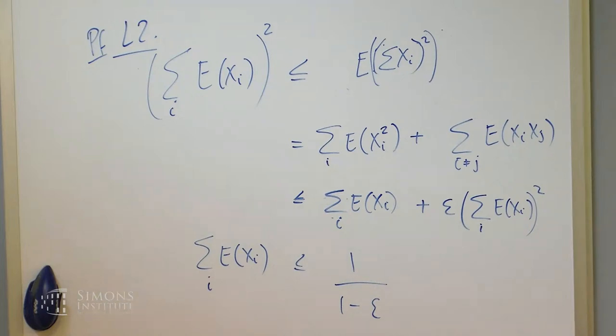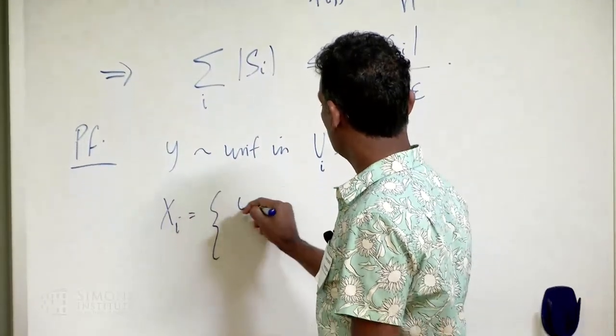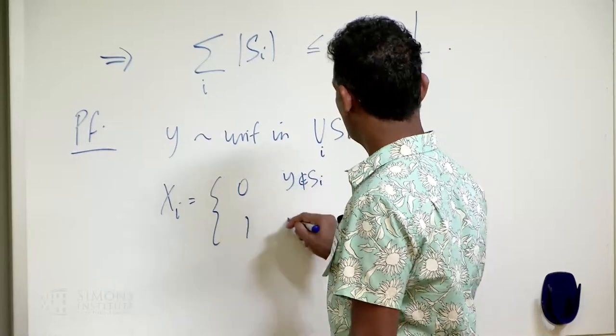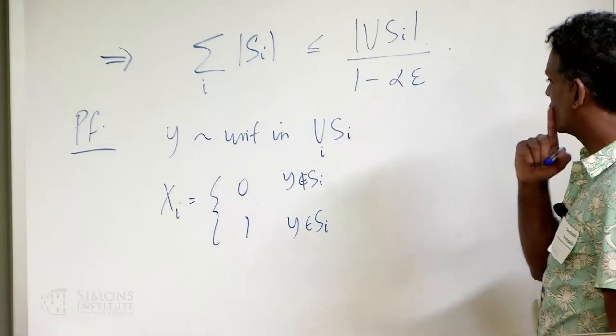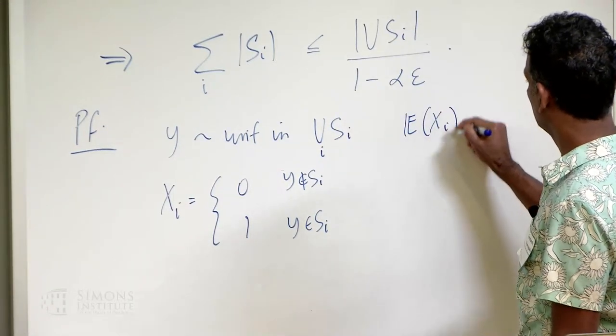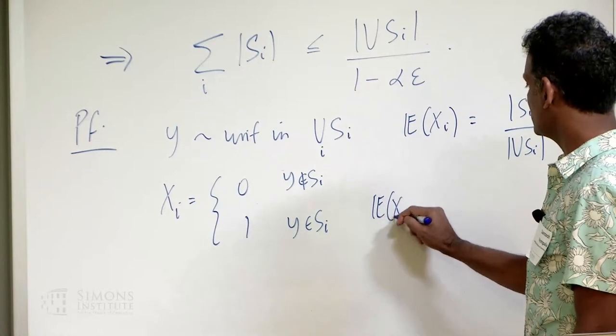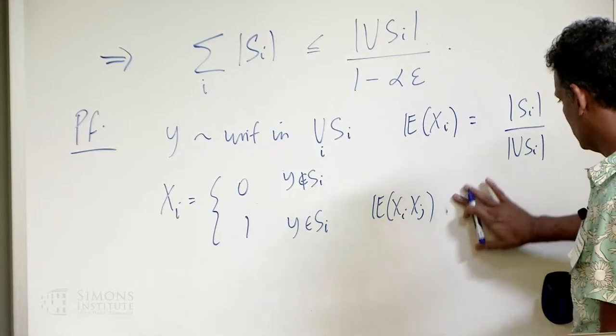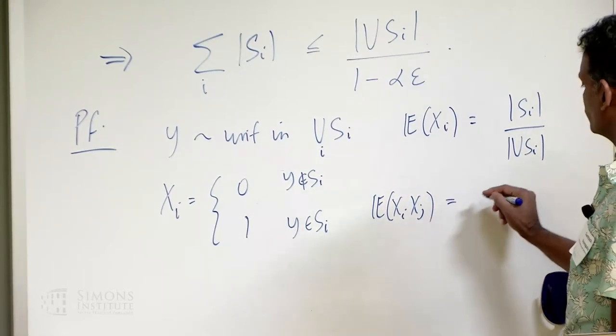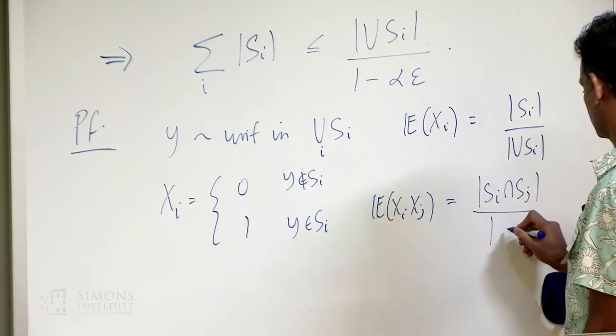Now, it took me 1 week, but I was hoping somebody would get it. Now here, how about this one? We just have to set up the right random variables. So let me pick y uniformly in the union of Si. Let's define xi as 0 if y is not in Si, and 1 if y is in Si. Now, what's the expectation of xi? It's the size of Si divided by the size of the union. And then what's the expectation of xi times xj? This is only 1 if y is in both, so it's Si intersect Sj divided by the size of the union.